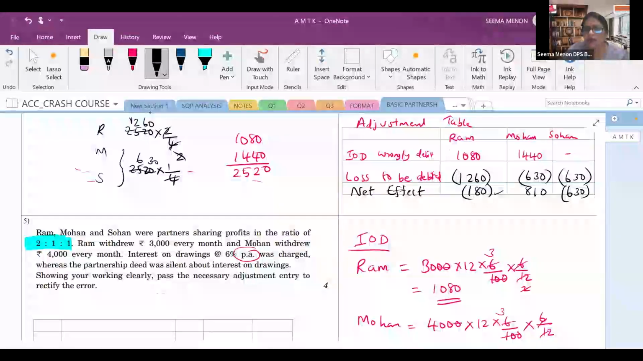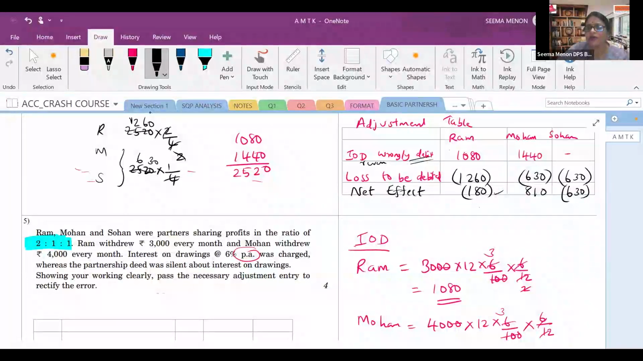And for Mohan, he already received back his interest on drawings. We reverse it as 1,440, and his loss is only 630 rupees. That means he will be getting 810. This is to be credited. Wrongly debited, now it is reversed and credited. Actually, we will never write the full sentence. We simply have to understand: IOD wrongly debited will be adjusted and reversely credited.